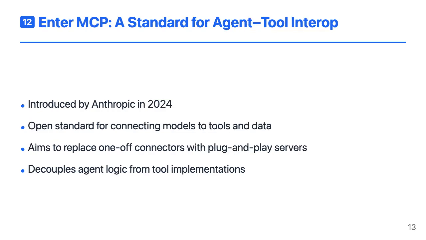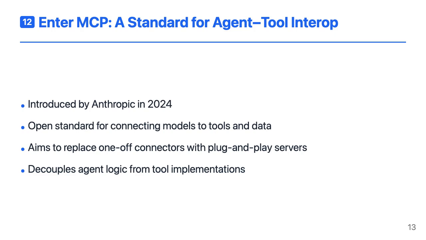The Model Context Protocol, introduced by Anthropic in 2024, is an open standard for wiring AI agents to external tools and data sources. Instead of every app building its own custom connectors, MCP defines a common way for tools to be exposed as servers and discovered by clients. The goal is a plug-and-play ecosystem where agents can connect to any compliant MCP server. This decouples the agent's reasoning and user experience from the nitty-gritty of each back-end integration, making systems more modular and easier to evolve.